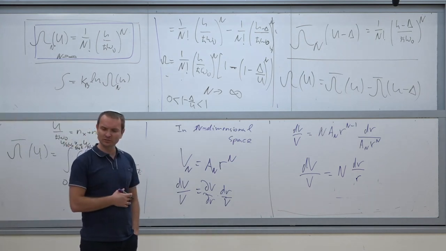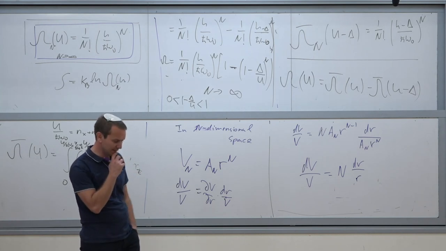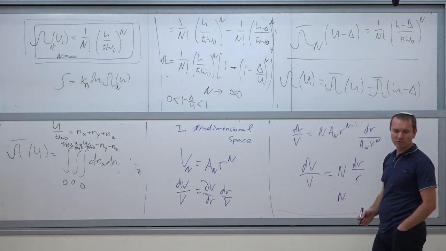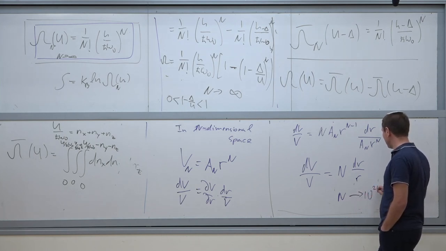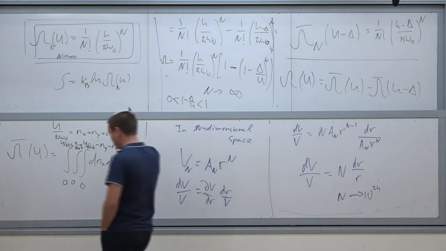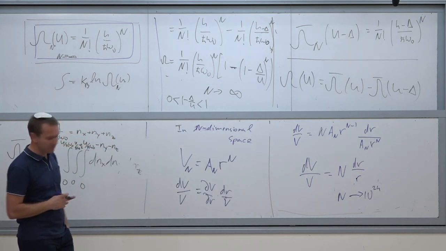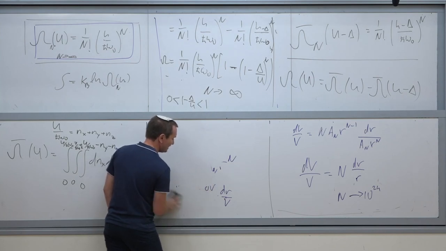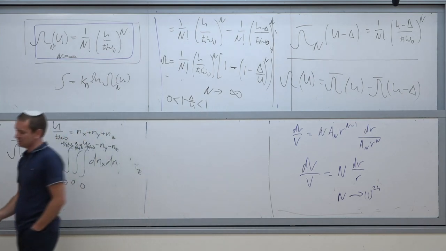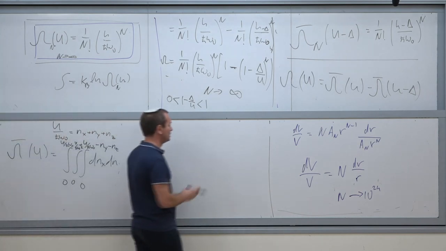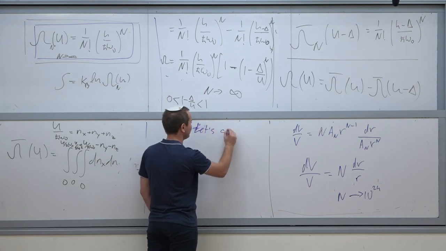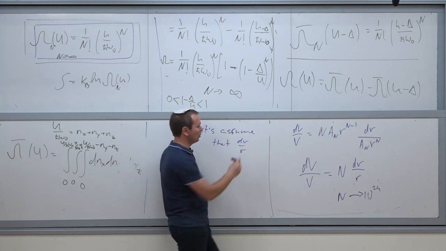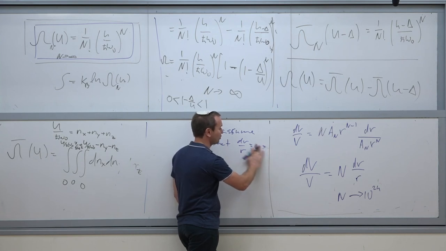Now, that looks okay, this differential kind of calculation. But is this okay when n is of the order of the Avogadro number? N goes to 10 to the power of 24. Let's assume that we change the radius by some small fraction. So let's assume that dR divided by r is 0.01, or even 10 to the minus 3.